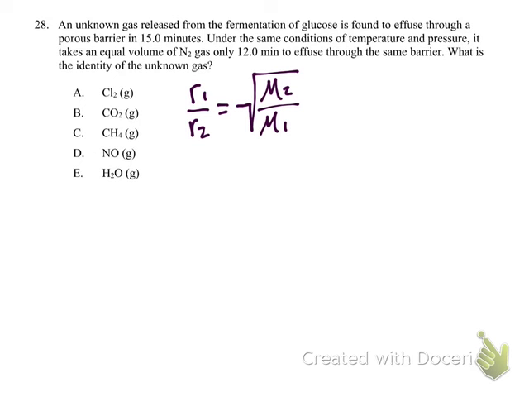So I always like to declare my variables at the beginning of these problems. Say which gas is gas 1 and gas 2. I'm going to call nitrogen here gas 1. So that means that the relative rate and the mass, R1 and M1, are going to correspond to nitrogen. And then our mystery gas is going to be gas 2.